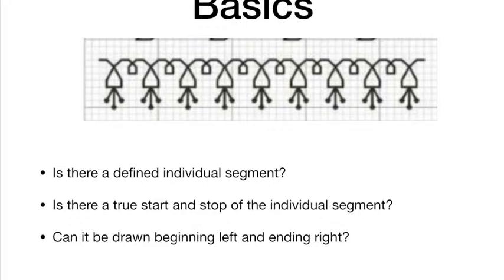Is there a true start and stop point of the individual segment? In other words, is there a place that when you stop naturally leads to the start of the next segment of your design? Finally, can it be drawn left to right? In other words, motif fill will go naturally in one direction. Will it create a design that can go that direction easily?